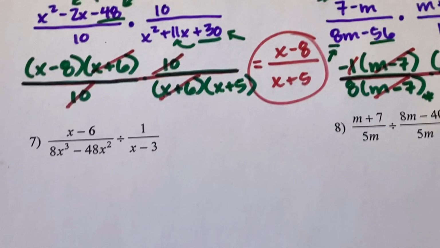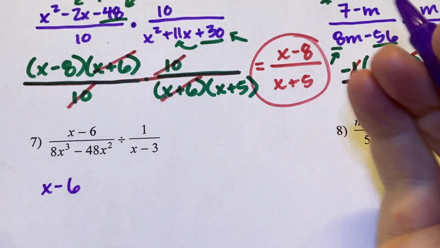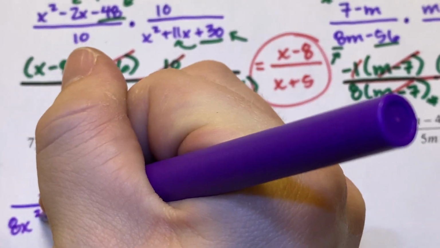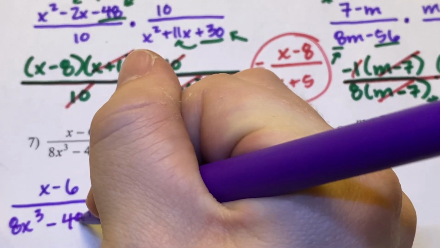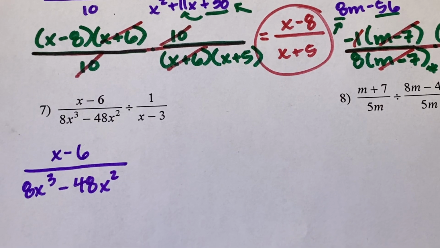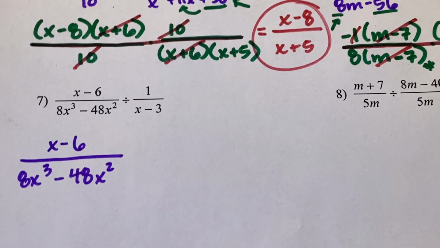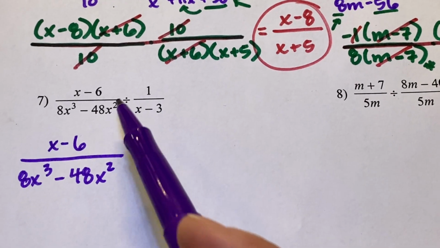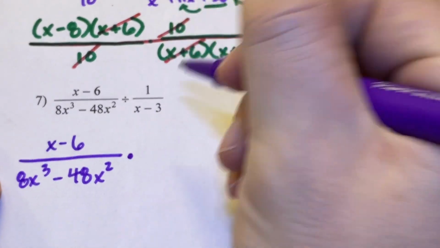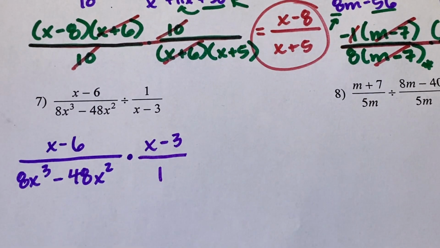Okay, our little mantra: keep. First guy stays the same. X minus 6 over 8x cubed minus 48x squared. Keep the first guy. Change. We're going from division to multiplication. And flip. X minus 3 is now on top. 1's on bottom.